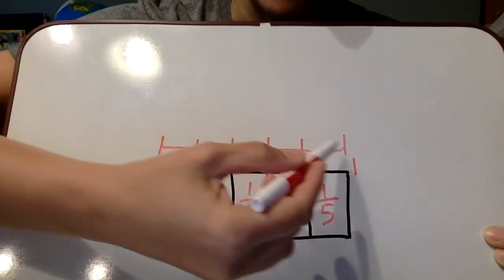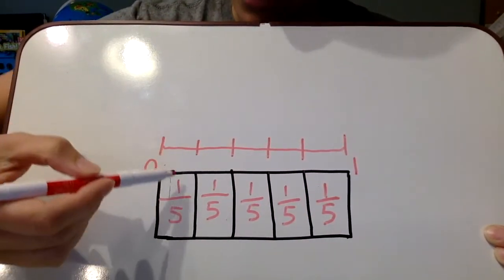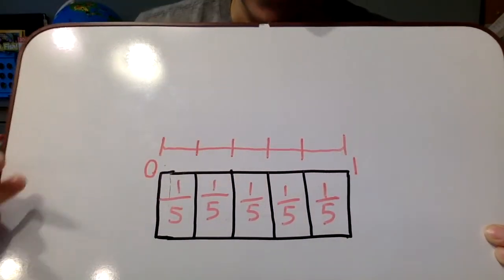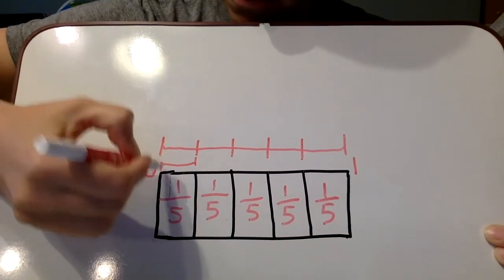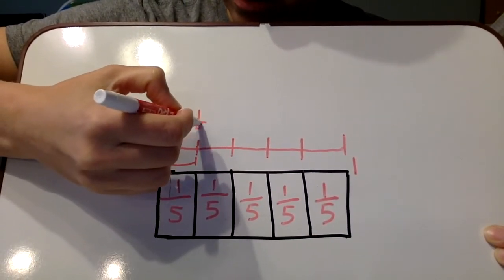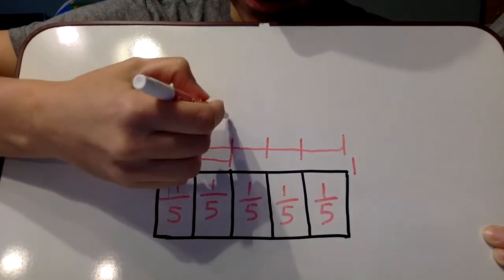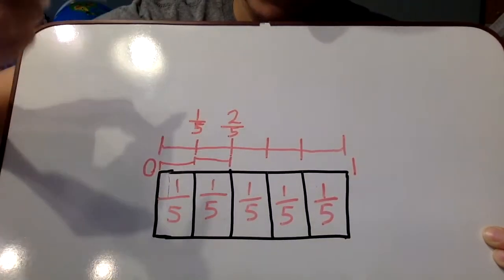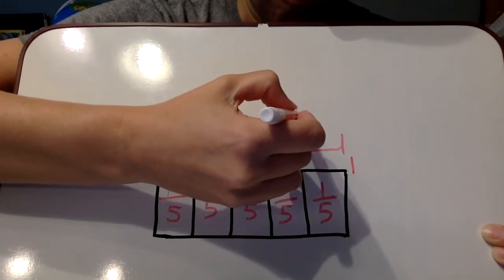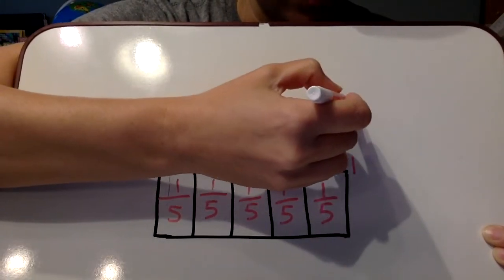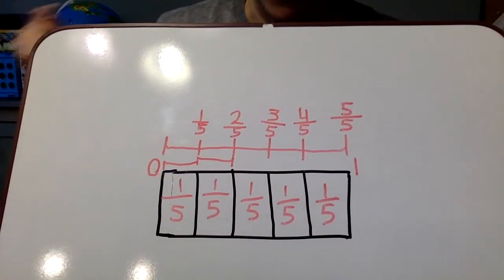Now, what if my tick marks were there first? Then I would draw my model below it, and I would label my model and then transfer it up onto my number line. So again, 1 mark, 1 piece, 1/5. The next mark is going to be 2 pieces, so it's 2/5. I'm going to keep labeling right across 3, 4, and when I get to my whole, I should have 5/5, the entire model.